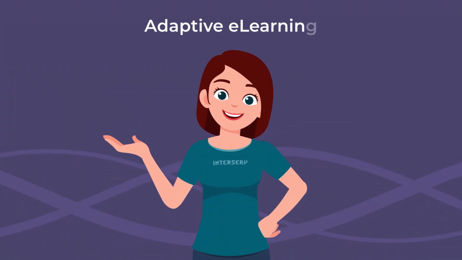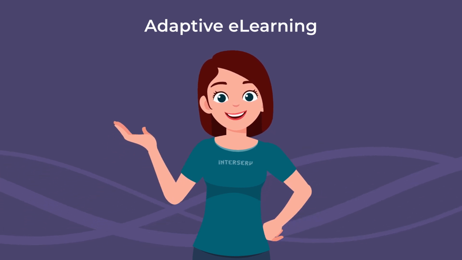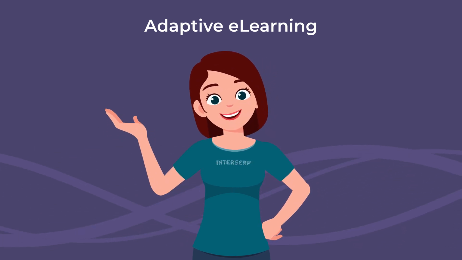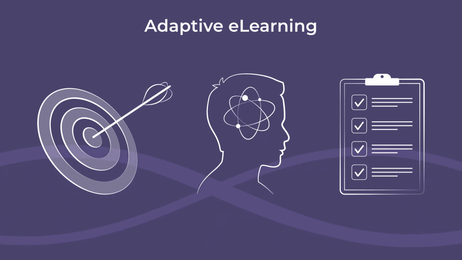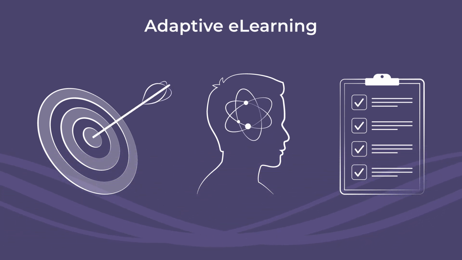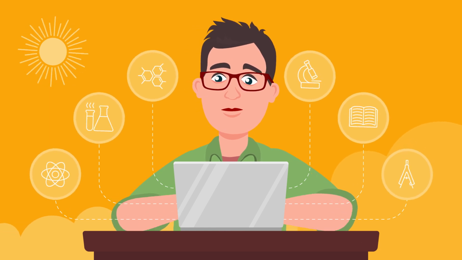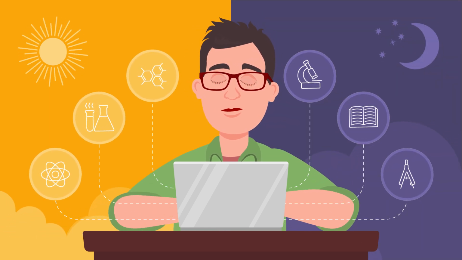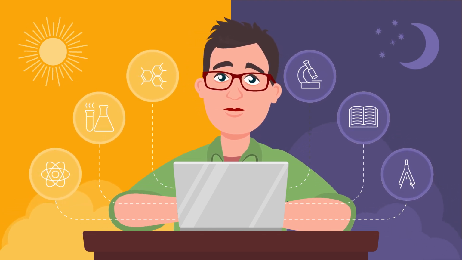On the other side of the coin is adaptive e-learning, which adjusts according to every learner's requirements. Parameters such as student goals, abilities, and performance are considered to ensure that the learning material is tailored to each individual. This style of learning is suitable for students who study flexible hours, prefer to study at their own pace, and are also highly disciplined.